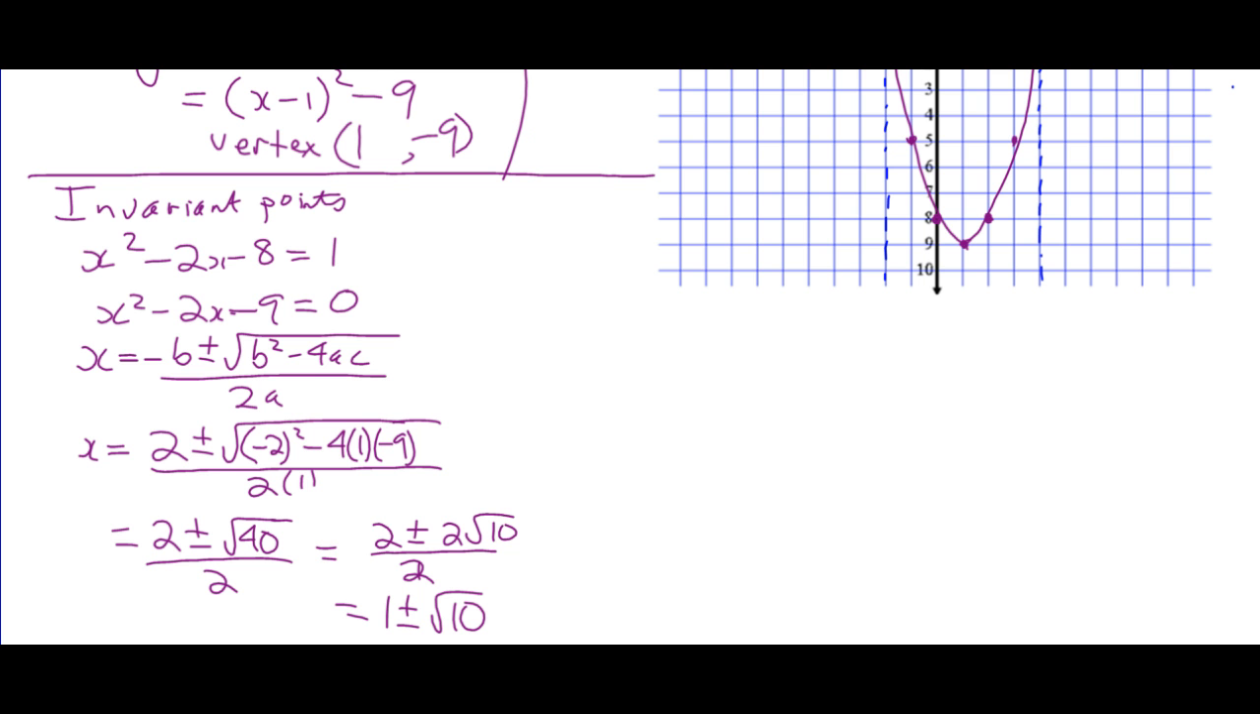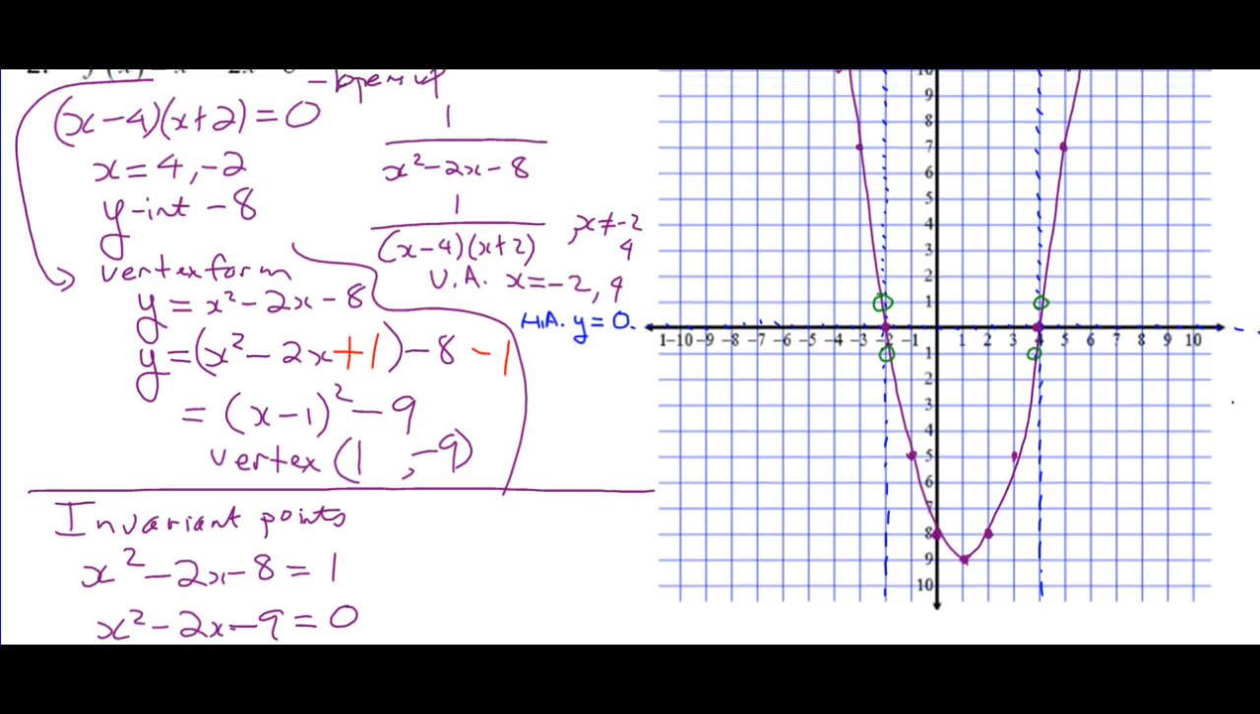So that gives us two of the invariant points: 1 plus root 10 comma 1. Root 10 is going to be a little bit over 3, because root 9 is 3. So 1 plus root 10, 1 plus a number a little bit bigger than 3, so here we are, 4 and a little bit. 1 minus root 10, 1 minus a number a little bit bigger than 3 is going to take us down below -2. So those are in about the right places.